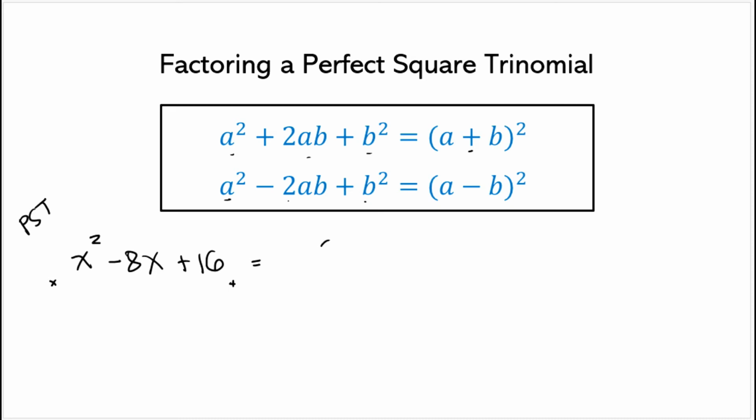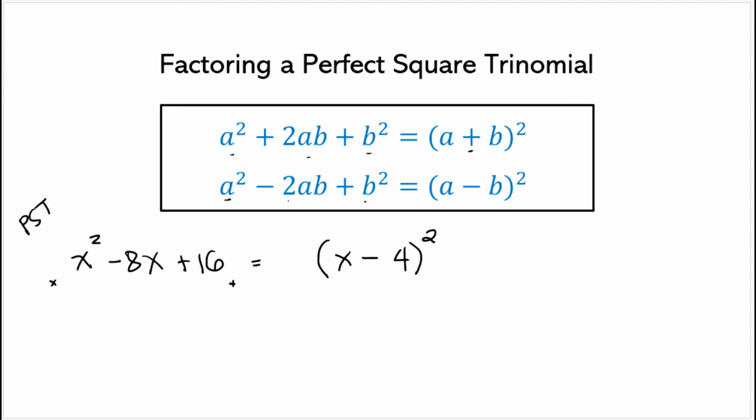And when we factor this out, that is just the square of the binomial formed by their square roots ng magkabilang dulo. So, that is x. The middle term is minus. So, that is minus. And the square root of 16 is 4. So, that is x minus 4 squared.